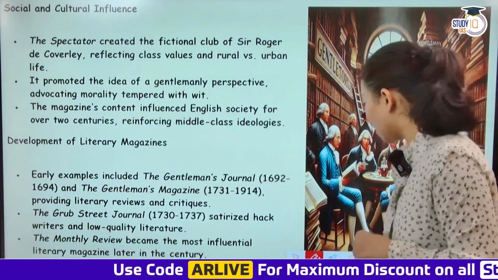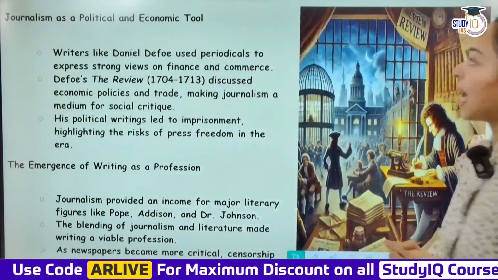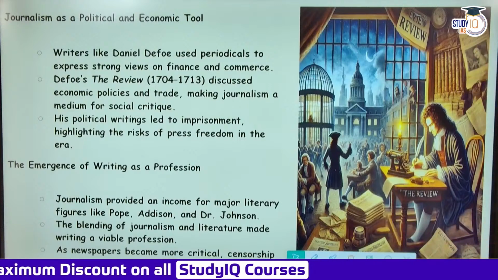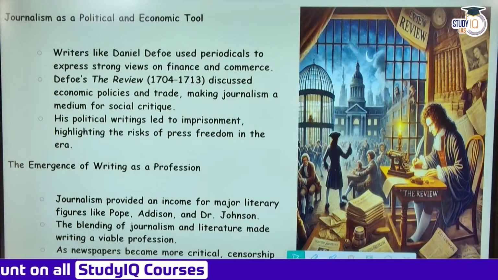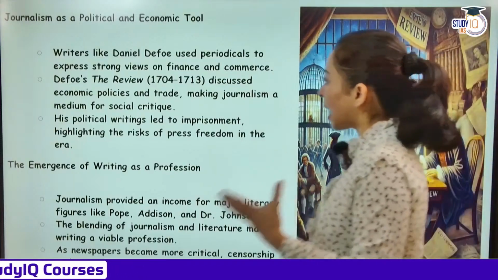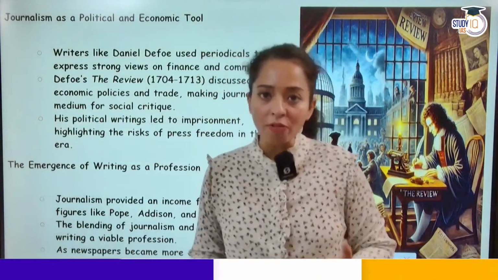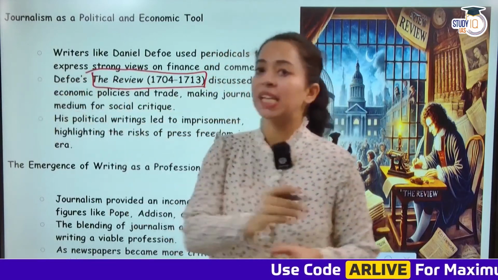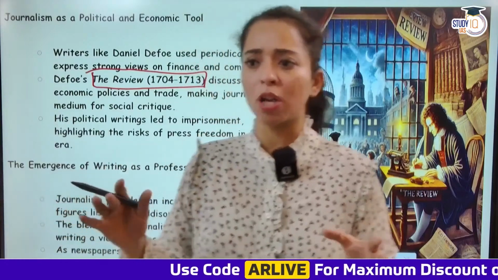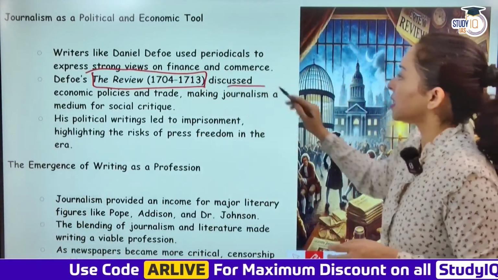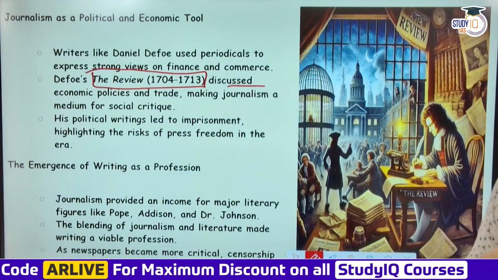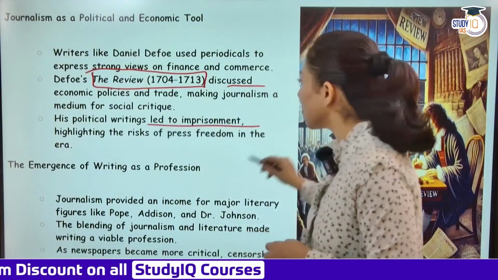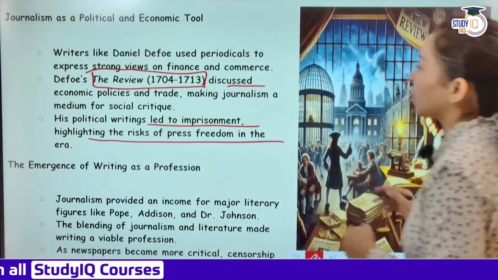Okay, then you have next, journalism as a political and economic tool. Writers like Daniel Defoe used periodicals to express strong views on finance and commerce. And Daniel Defoe, another journalist and novelist, had a journal called the Review, which ran from 1704 to 1713, quite a long period. And this discussed economic policies and trade, making journalism a medium for social critique, and his political writings led to imprisonment and highlighted the risk of press freedom in the era.